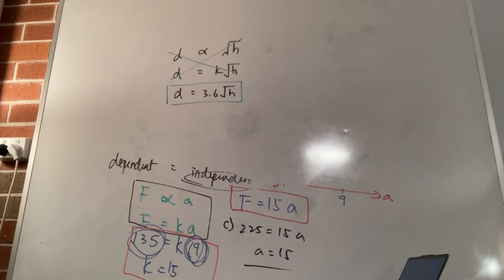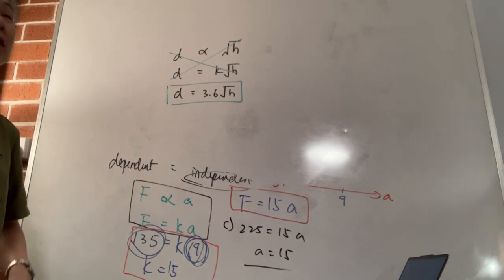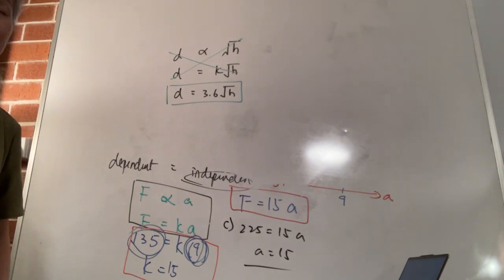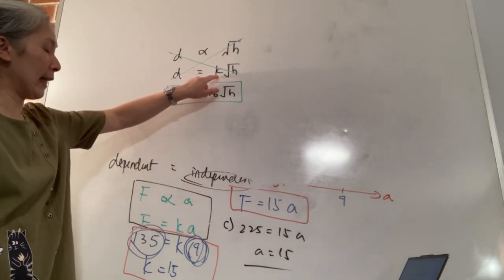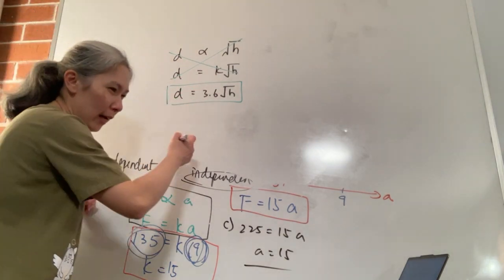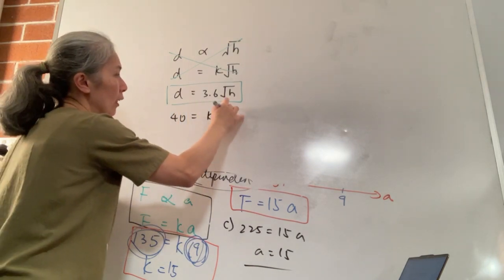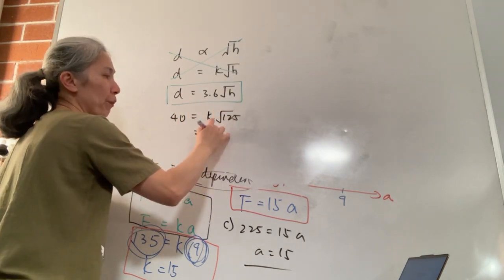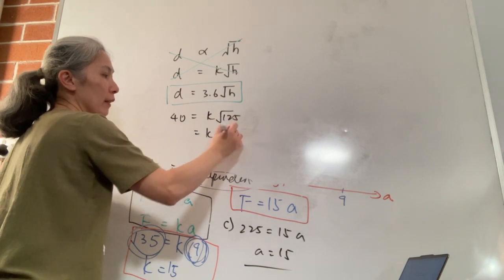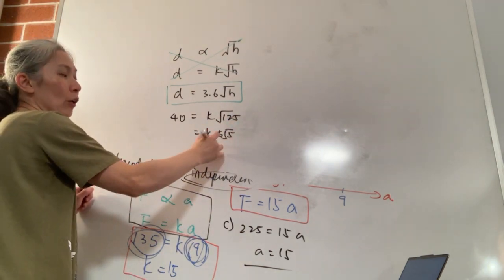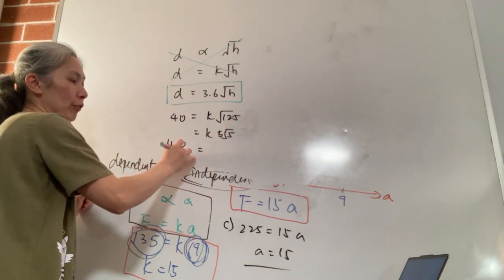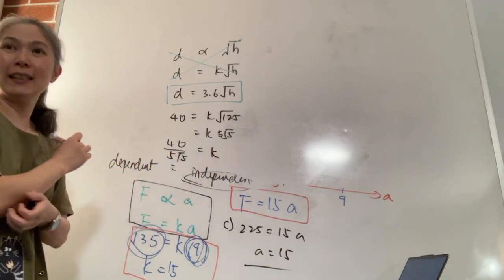36 root 5 over 5. Because the number I give you is in terms of root, that means I have k as a root term. So if you have it as a root term, you have 40 equal to k root 125. I'm talking about B. Yeah, because I use k as a constant. So you have 45 root 5 equal to k.